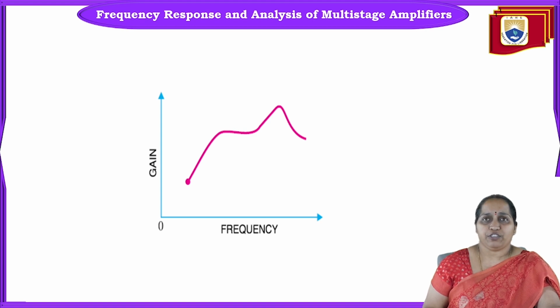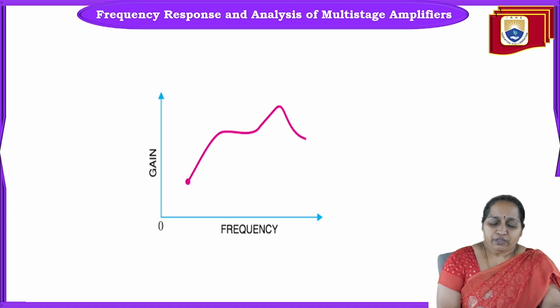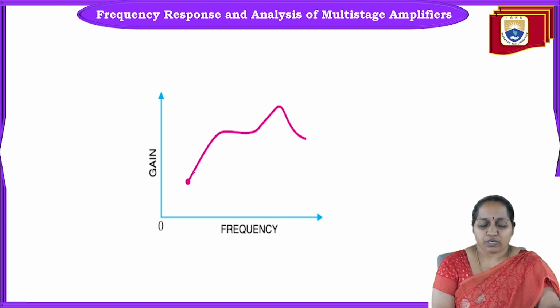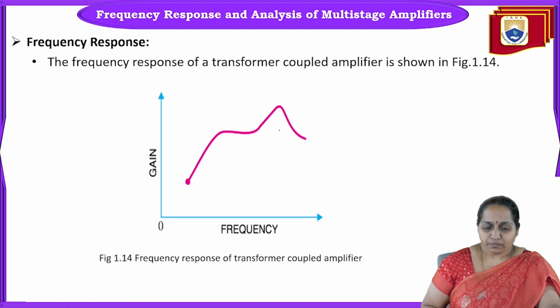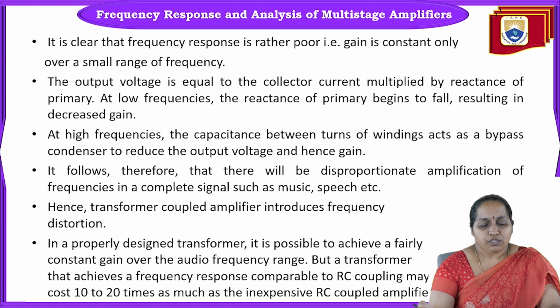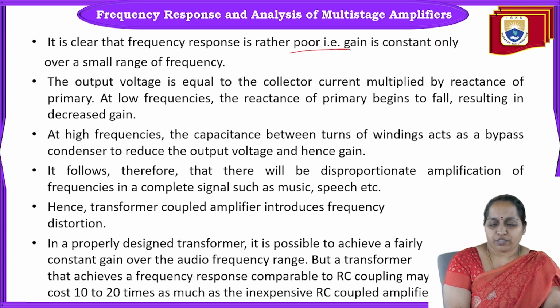Now, if you look at the frequency response of the transformer coupled amplifier, we see that it is not constant over a wide range of frequencies. That is, it is not maintaining uniform gain. Compared to the RC coupled amplifier frequency response, the frequency response of this transformer coupled amplifier is somewhat poor. It is not maintaining uniform gain anywhere. So, it is clear that the frequency response is rather poor. That is, gain is constant only over a small range of frequency.